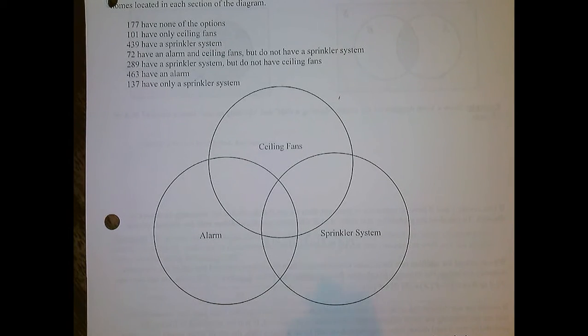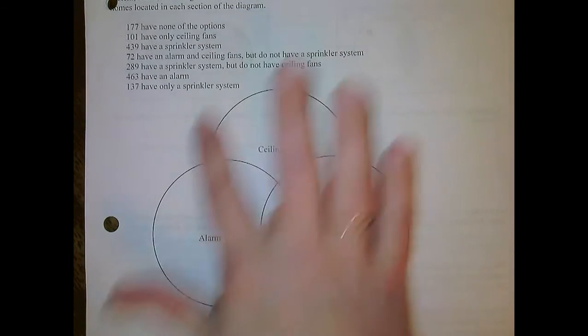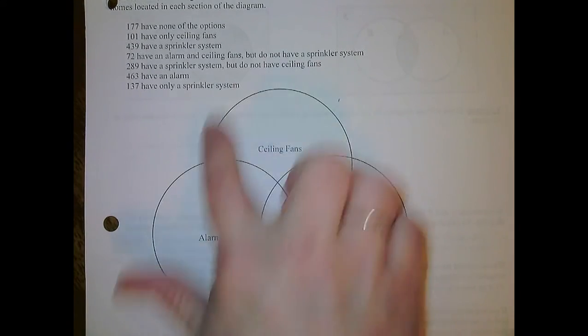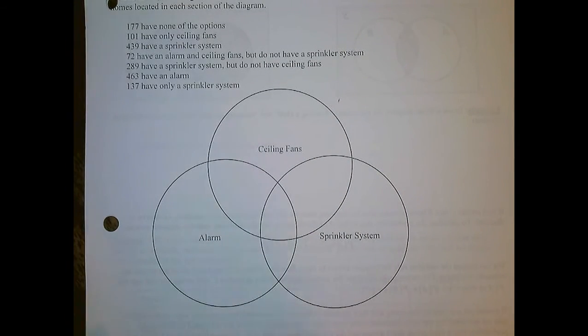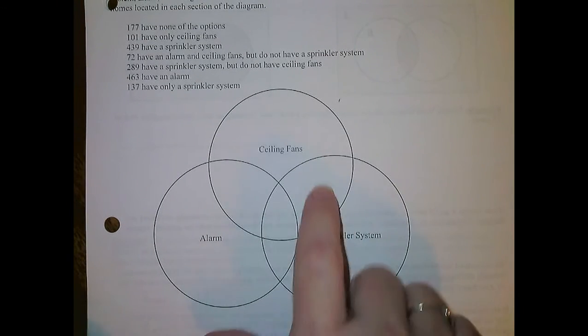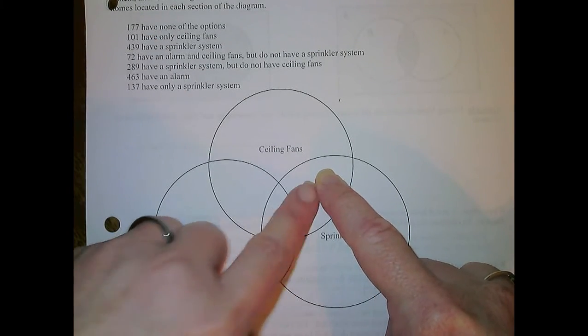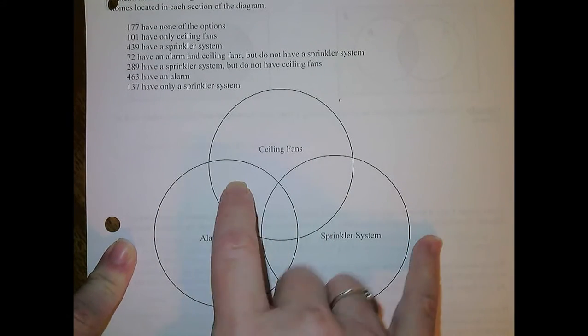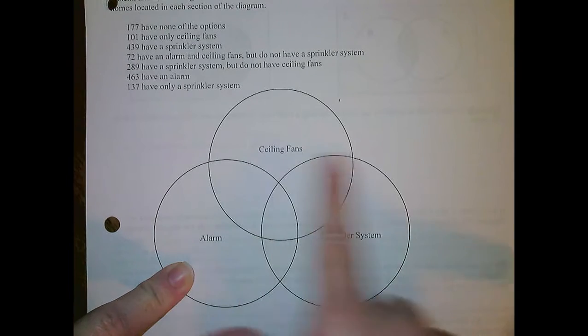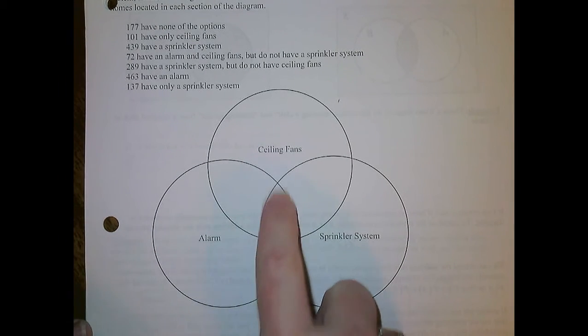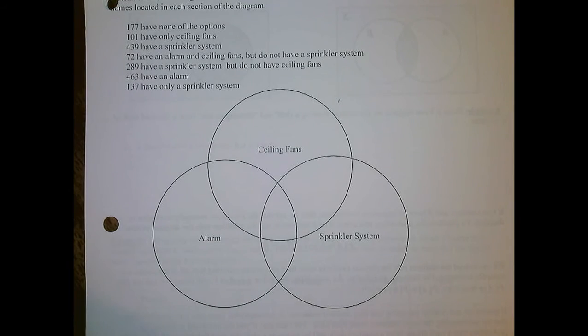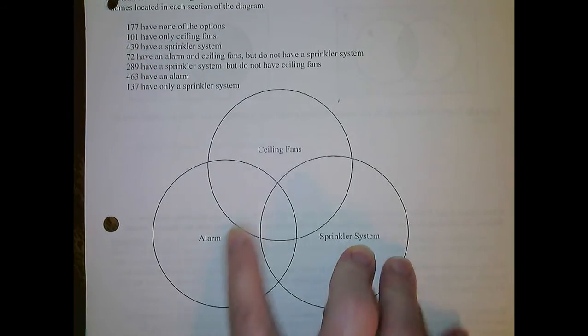So in a Venn diagram, what we're looking at is each circle represents some kind of characteristic. In this case, this circle would be ceiling fans, homes with ceiling fans. This circle would be homes with alarms, and this circle would be homes with sprinkler systems. And the overlapping regions represent things that they have in common. So for example, this region would be those homes that have ceiling fans and sprinkler systems, but it excludes those homes that have an alarm. This region would be homes that have ceiling fans and alarms, but exclude sprinkler systems, and so on. This overlapping region here with all three would be homes that have alarms, ceiling fans, and sprinkler systems.